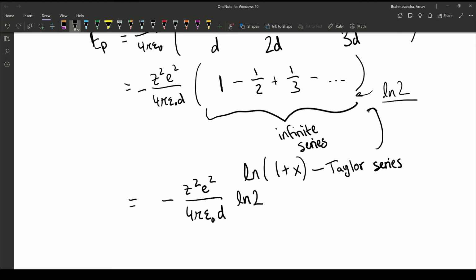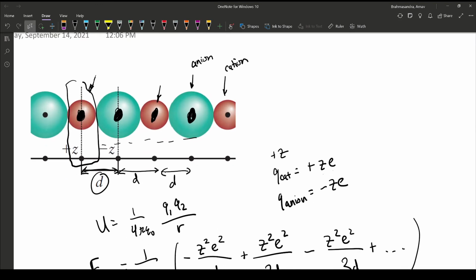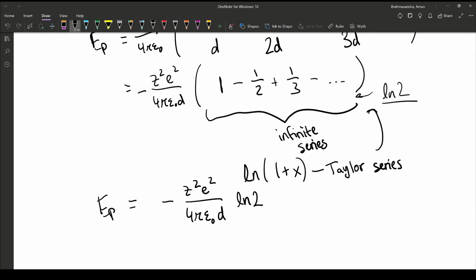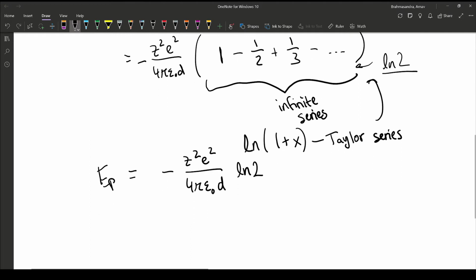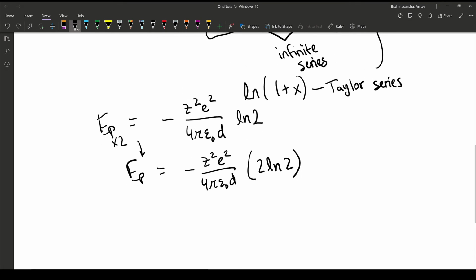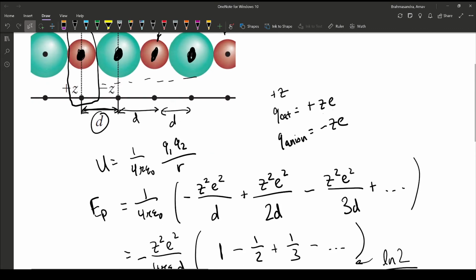And this is when we looked for the potential energy only to the right of our cation. But remember, we said that there are also interactions coming from the left of the cation, and those interactions are exactly the same because it's basically a copy and paste of what's on the right. So we just take our potential energy and multiply it by 2, because what's on the left side is added to the right side. So our actual potential energy is this times 2. So we get minus z squared e squared over 4 pi epsilon naught d times 2 log 2. So this is the potential energy per cation, right?